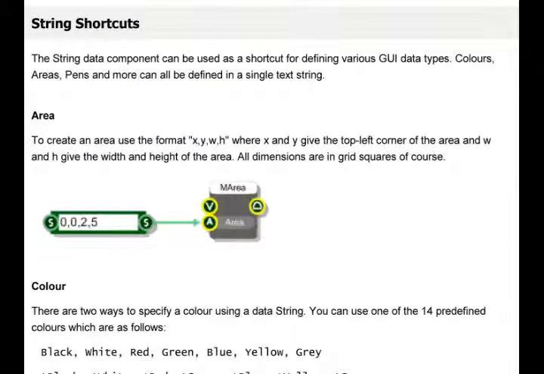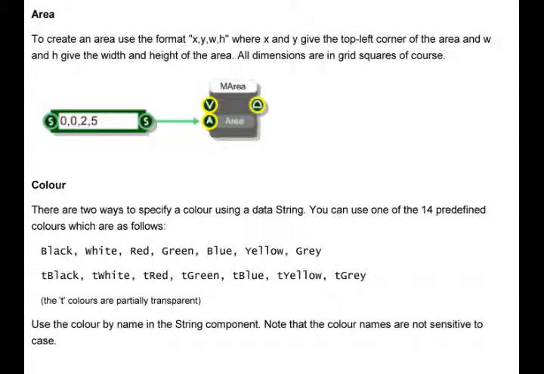String shortcuts. The string data component can be used as a shortcut for defining various GUI data types. Colors, areas, pens and more can all be defined in a single text string. Area. To create an area, use the format X, Y, W, H, where X and Y give the top left corner of the area and W and H give the width and height of the area. All dimensions are in grid squares, of course.